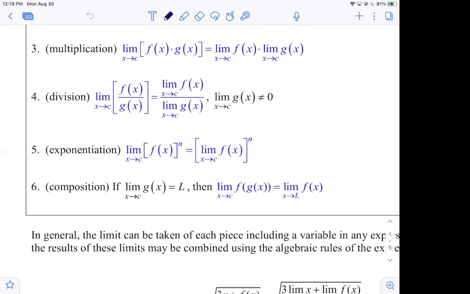If you look at just the composition without the limit, you start with x, you plug it into g, and you get g of x. That result, g of x, which was a y value, now becomes an x value as you plug it into the next function f.